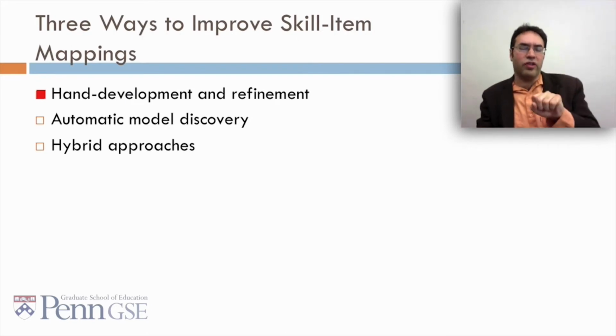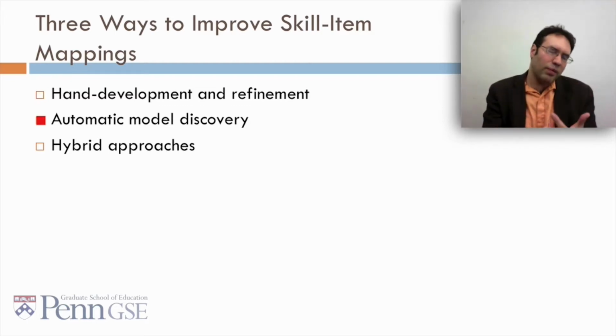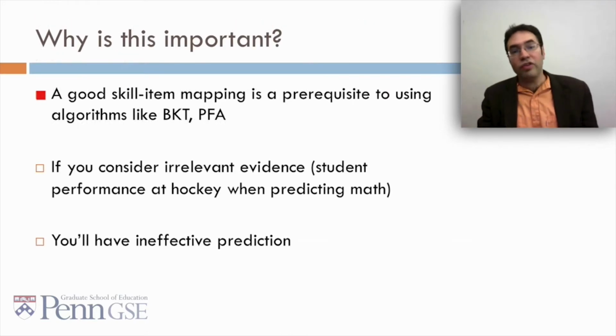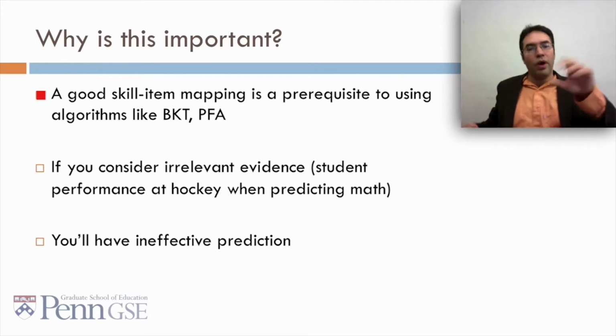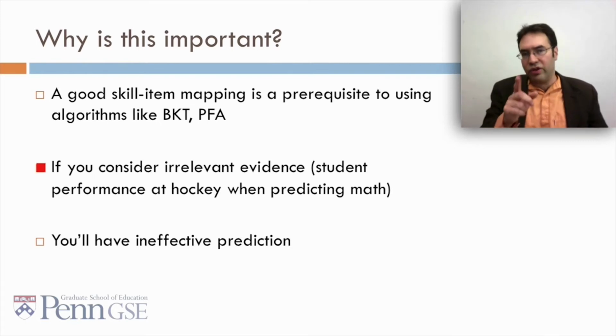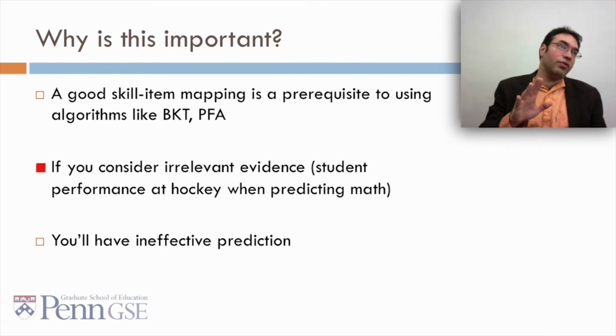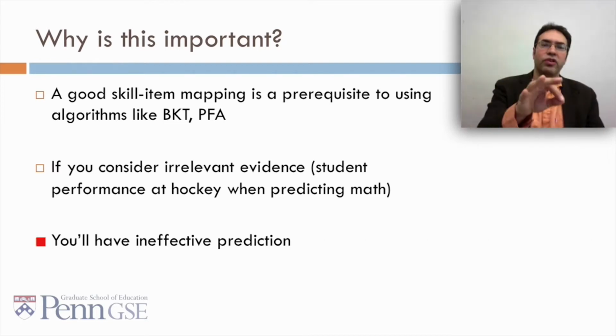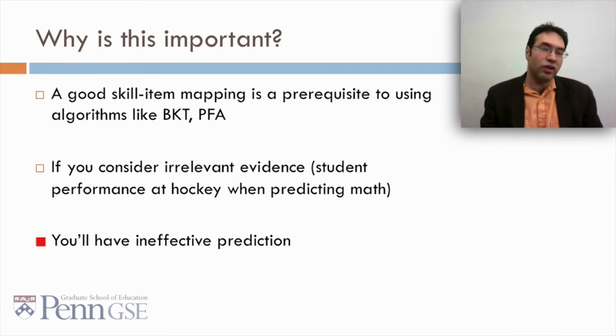So, in these last two lectures, I've talked about three ways to improve skill item mappings: hand development and refinement, automatic model discovery, and hybrid approaches which take an existing human-built model and try to improve it. Why is this important? Why do we actually care about this anyways? Well, a good skill item mapping is a prerequisite to using algorithms like BKT and PFA. If you consider irrelevant evidence, like student performance at hockey while predicting math, you're going to have ineffective prediction. So knowing what skills go with what items will really help you better predict student performance. It also helps you understand your domain better, and that can be useful in its own right.